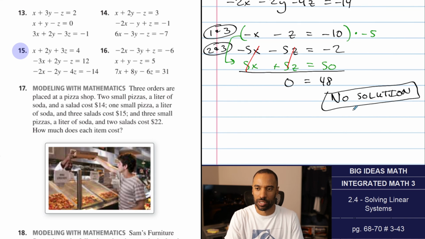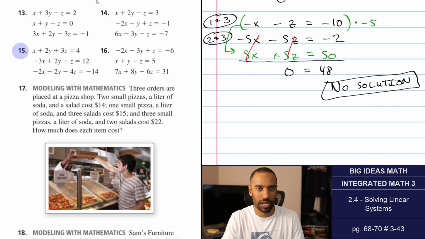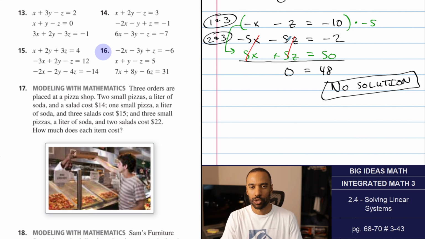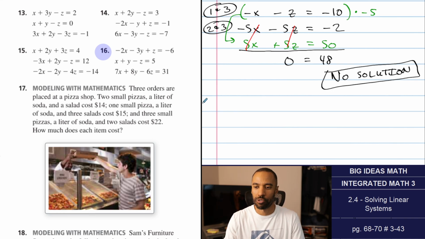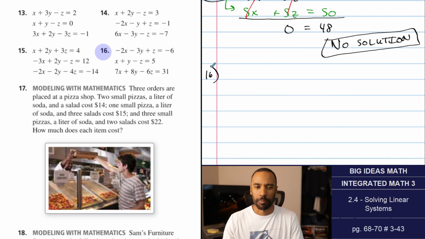Back to the no solutions. Probably the fastest of the problems we're going to see here. And then lastly, number 16. Let's see, we've done 2 plus 1. We've done 3 no solutions. This will probably be an infinitely many solutions one more time. I'm good at predicting textbook behavior.